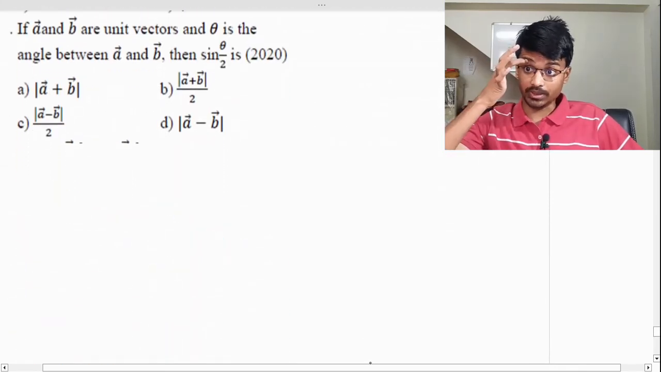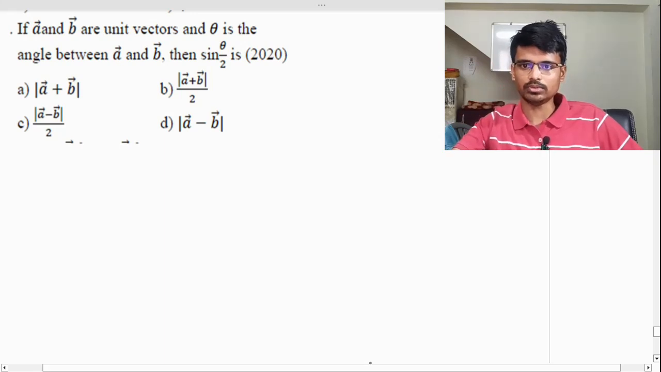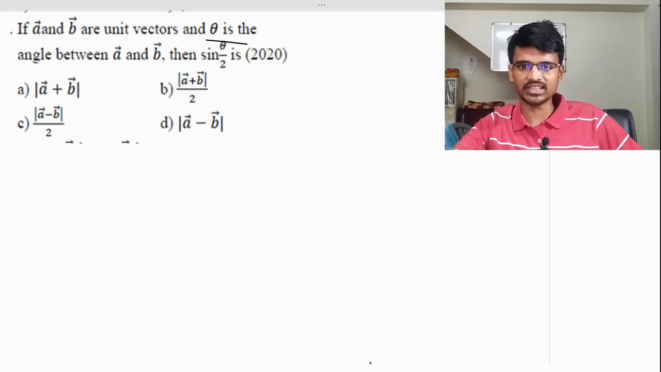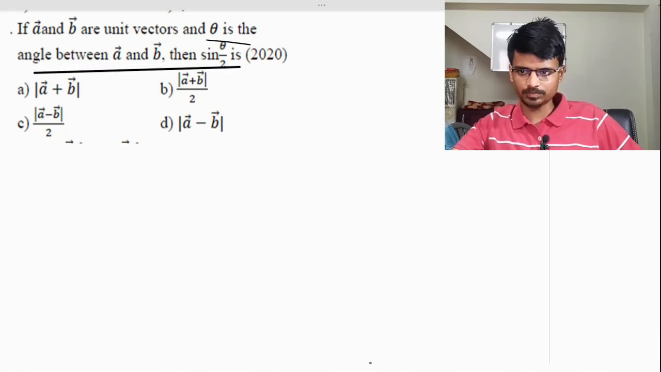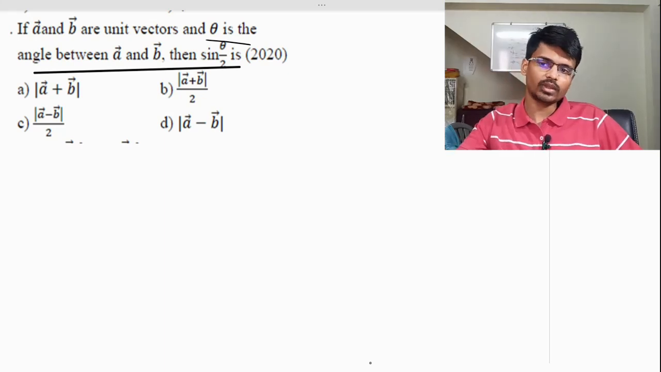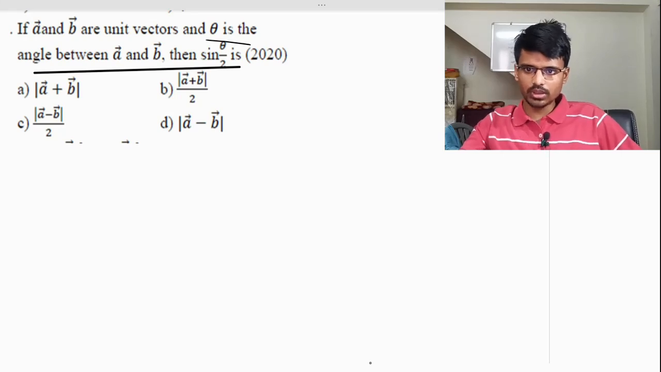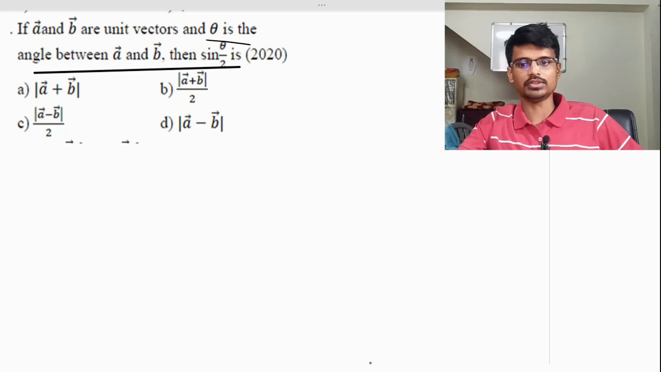Here we have got two vectors A and B. Those are unit vectors and theta is the angle between them. So we are asked what is the value of sine theta by 2. To approach this question, you can first observe the options and apply the squaring technique that we know. Here we have got two expressions, the sum of vectors and the difference of vectors. So which one to choose? This comes with practice. In this case we have to choose the difference of vectors.